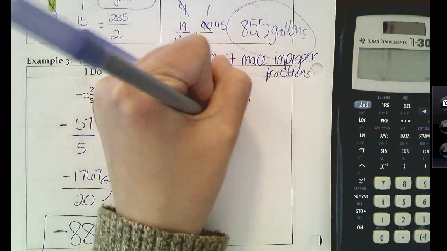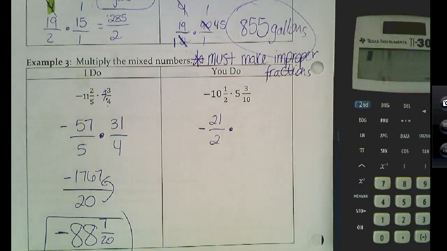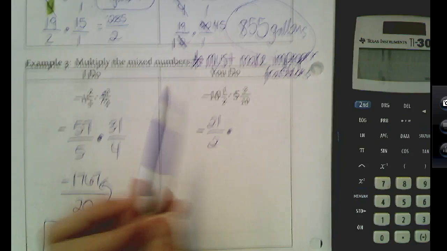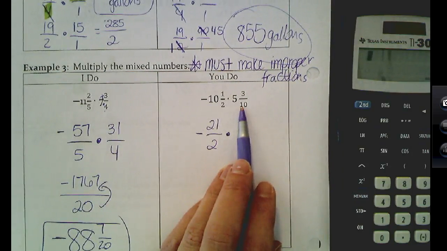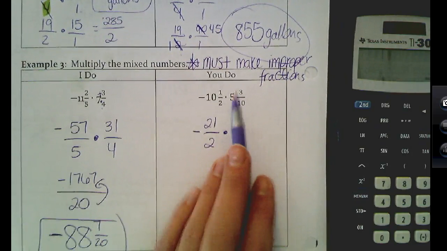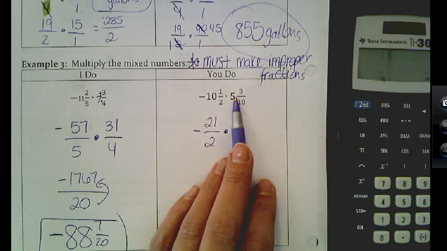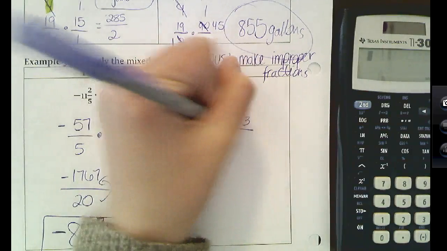Times by. Go ahead and make this mixed number an improper fraction, and raise your hand when you've got your answer. Raise your hand when you've converted this mixed number to an improper fraction. Very good. 53 over 10.